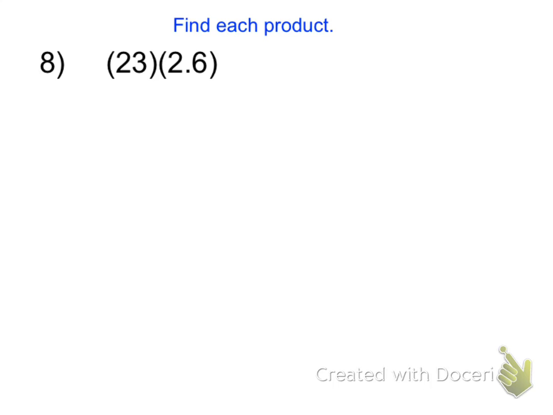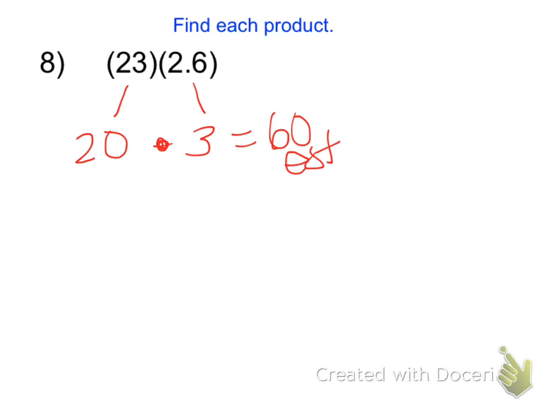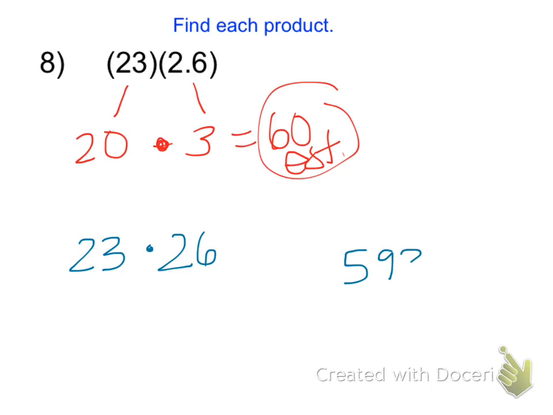This one you probably want to do on paper and pencil. If I were to estimate, I'd round this to 20 and I'd round that to 3. So my estimate is 60. So I'm hoping my answer is close to 60. Okay, so first step, ignore the decimals. So I have 23 times 26. Use lattice, use the traditional way, but once you have the answer, figure out where the decimal goes. When you're done multiplying, you should have gotten 598.